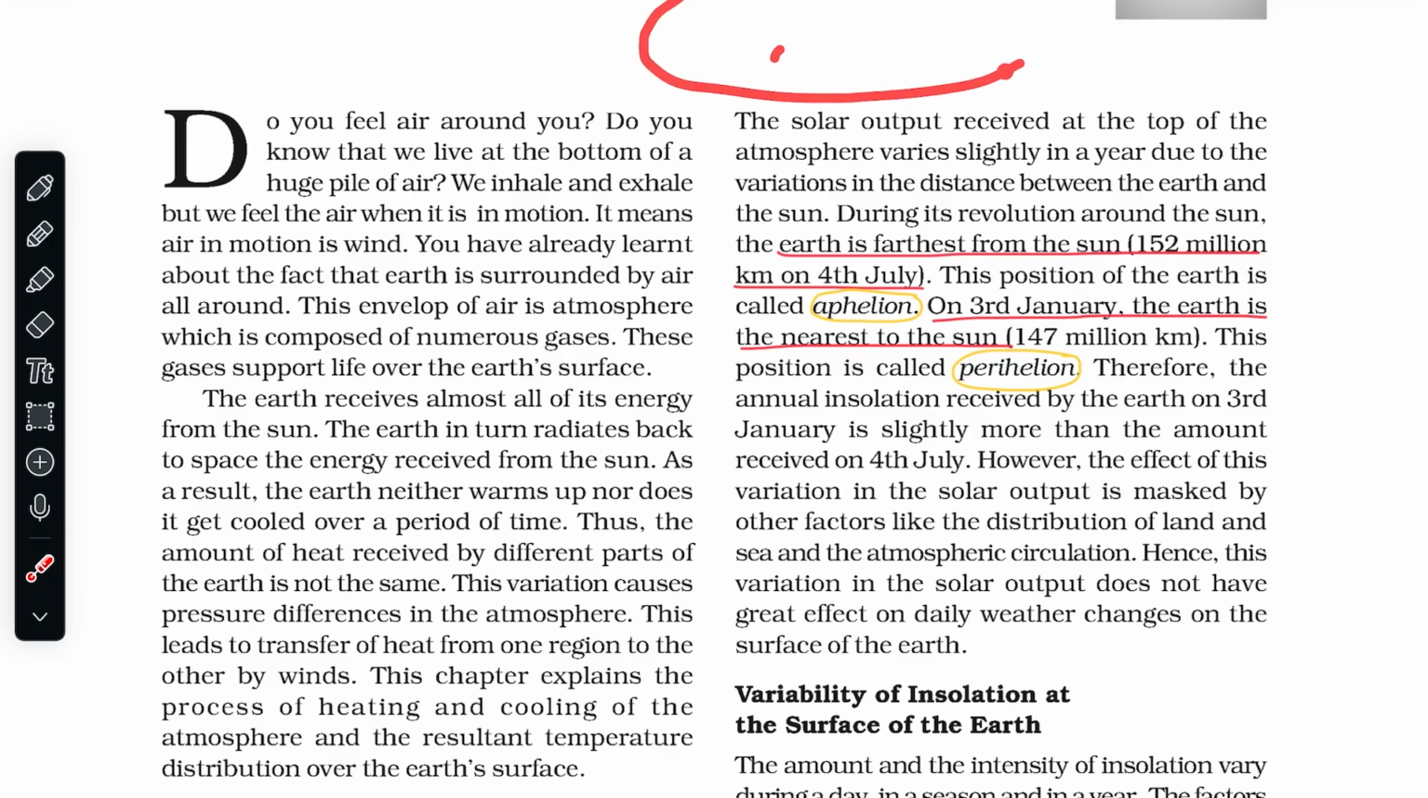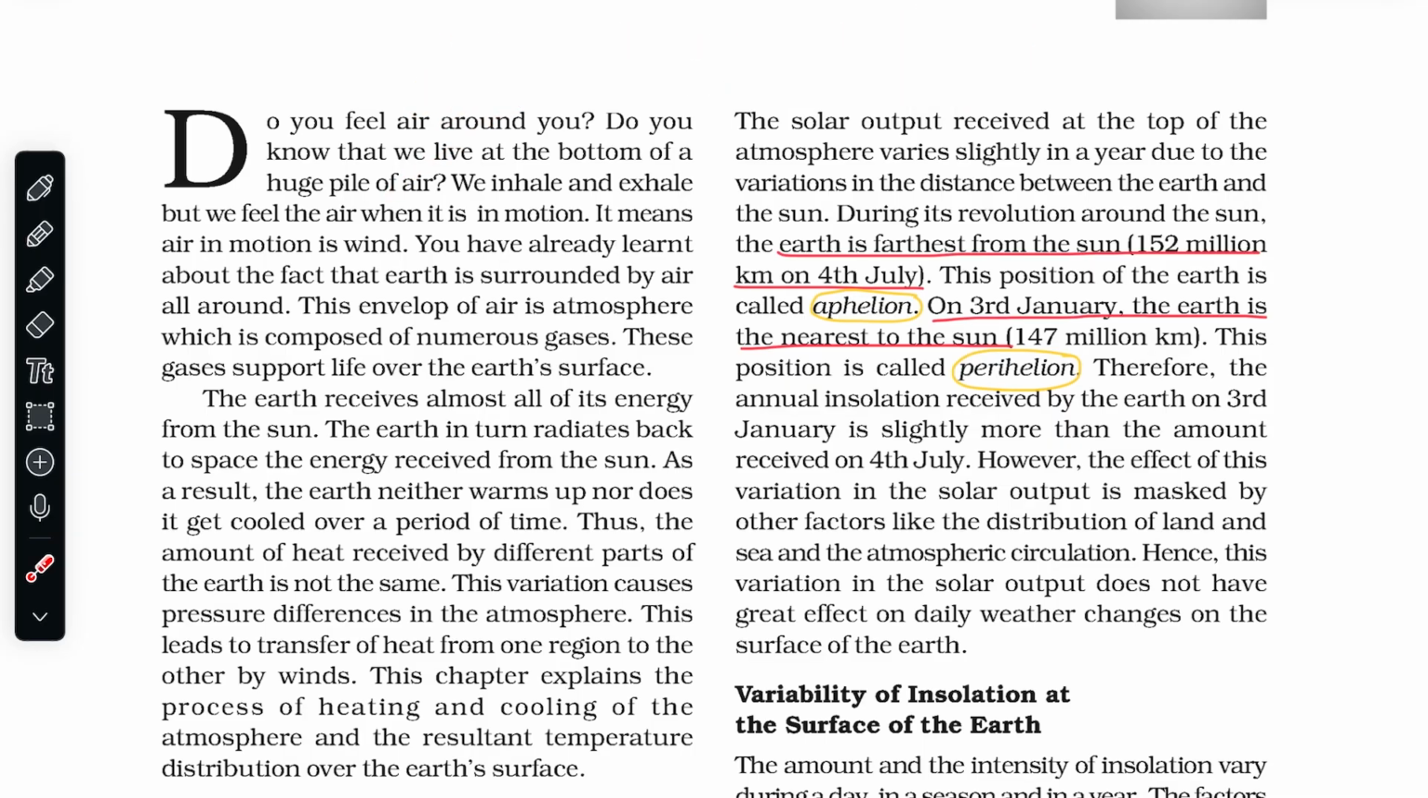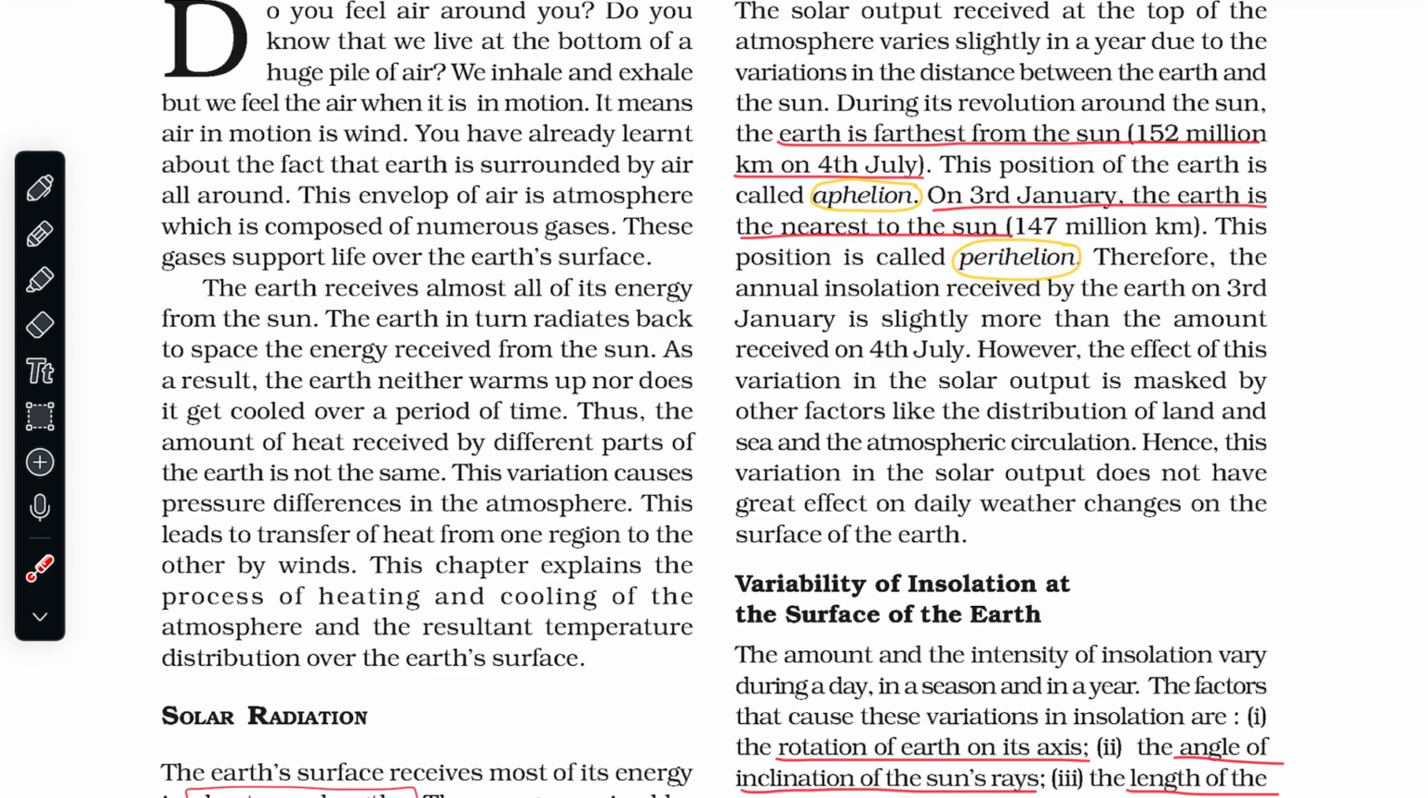So, if this is the axis of Earth and this is the Sun, this very position is known as the perihelion, whereas if Earth is here at the farthest point, this position is known as aphelion. So 4th of July is known as the aphelion. The position of the Earth is called aphelion. On 3rd of January, the Earth is nearest to the Sun. This position is called the perihelion. Therefore, the annual insolation received by the Earth on 3rd of January is slightly more than the amount received on 4th of July. So here we are talking about the parameter of distance.